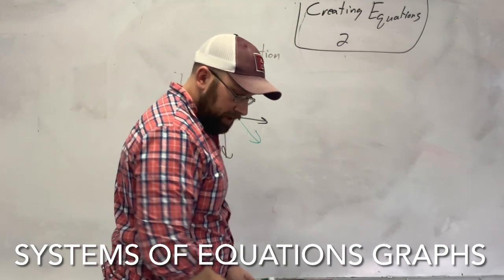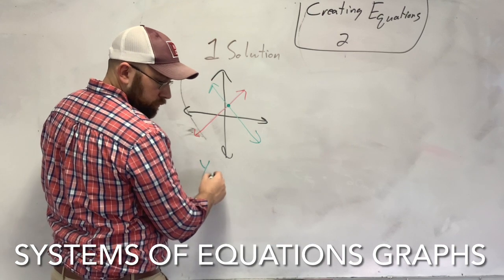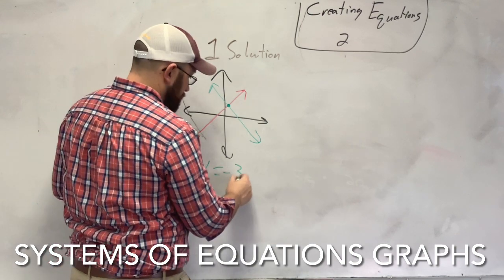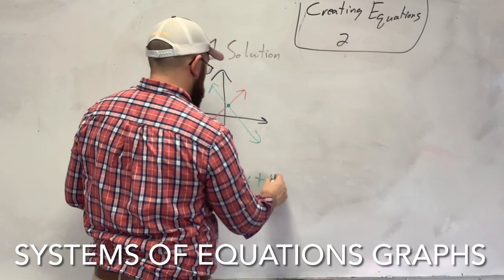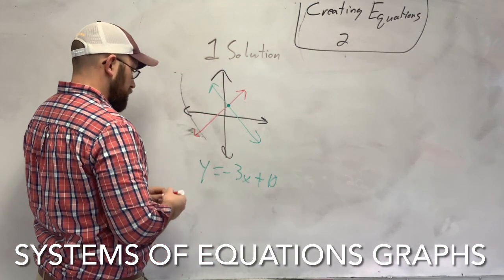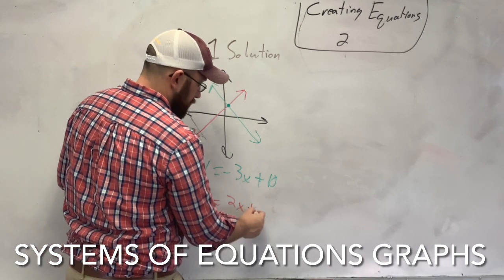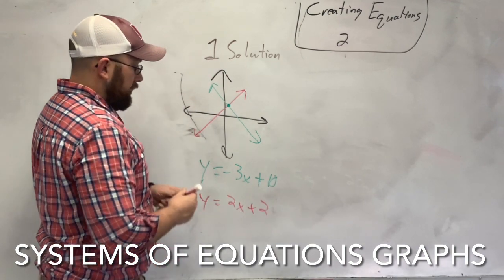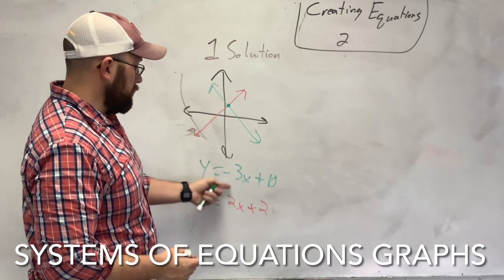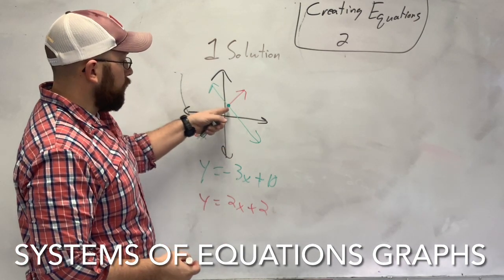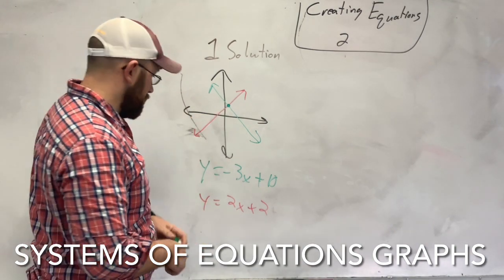An example of this would be y equals negative 3x plus 10, and then y equals 2x plus 2. They're two equations. They don't match up with these lines, so don't try it. They're two linear equations that have one solution. If I solve this out, they would have one solution somewhere.